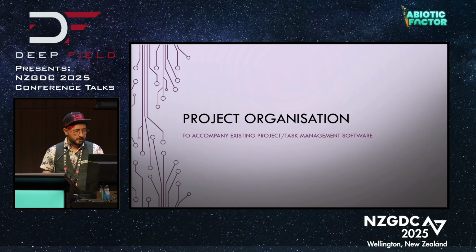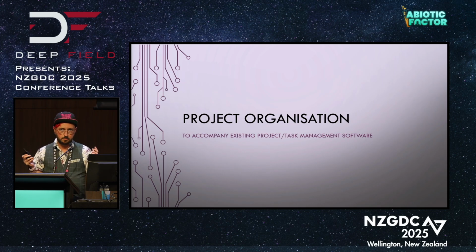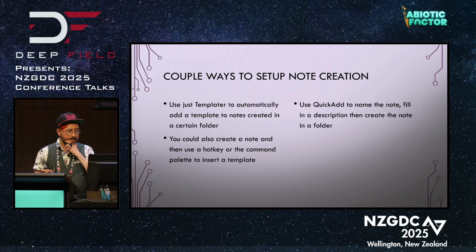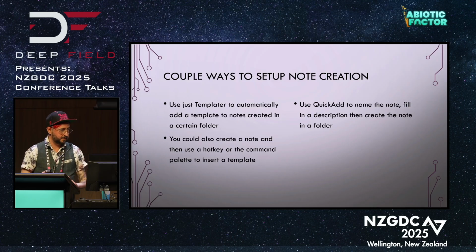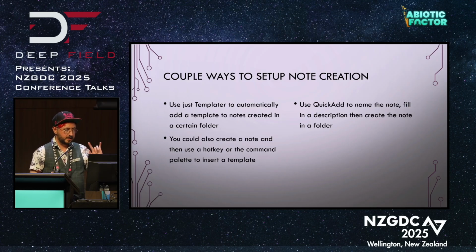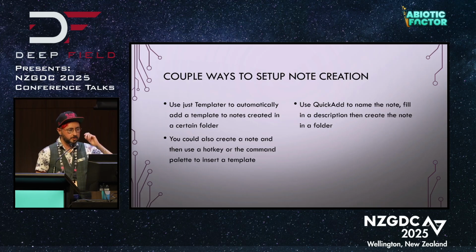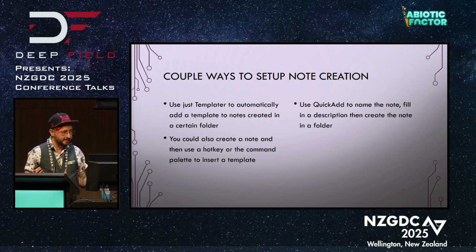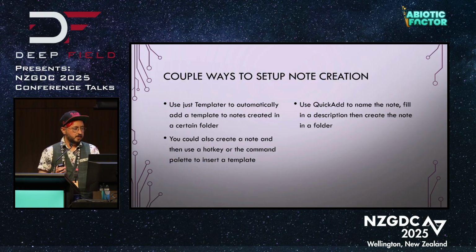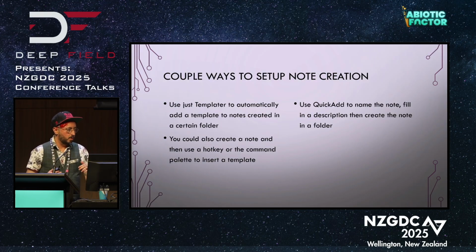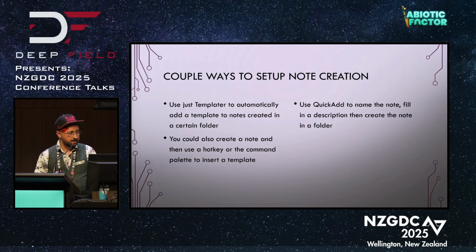But let's quickly talk about my project organization to accompany existing project and task management software. Not replace it in this instance. So there's a couple of ways to set up note creation. I've shown a way of manually doing it. You can also use Templater to automatically add templates to notes created in a certain folder. Or you can create a note and use a hotkey.